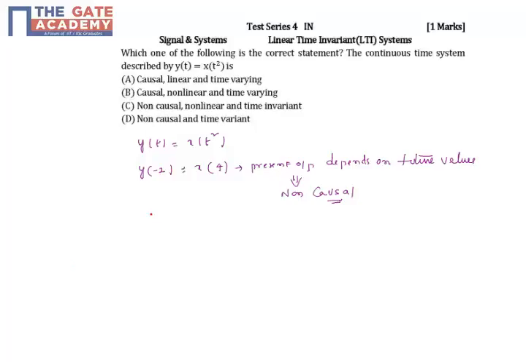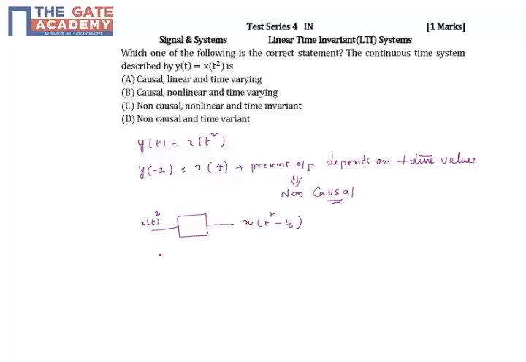If a system is time invariant, then when you give x of t as a signal, or x of t square in this case, it is supposed to give x of t square minus t naught. Let us say t naught is the time shifting, if it is a time invariant.